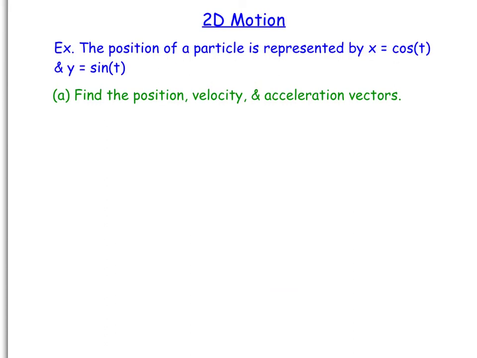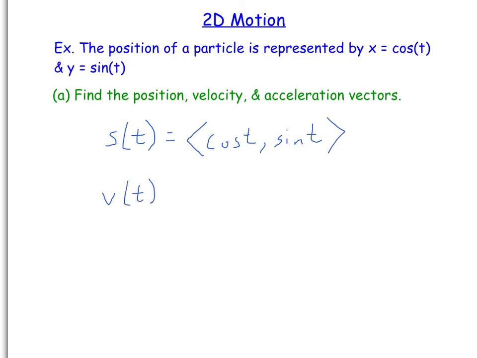So the example we have here is that the position of a particle is represented by the parametric equations x equals cosine t and y equals sine t. The first thing we're going to do is find the position, velocity, and acceleration vectors. Now, the position vector is going to be fairly simple. We already have both the x and the y components of the position vector, so I'm just going to write it as such. The position vector has the x component of cosine t and the y component of sine t. And so there we have our position vector.